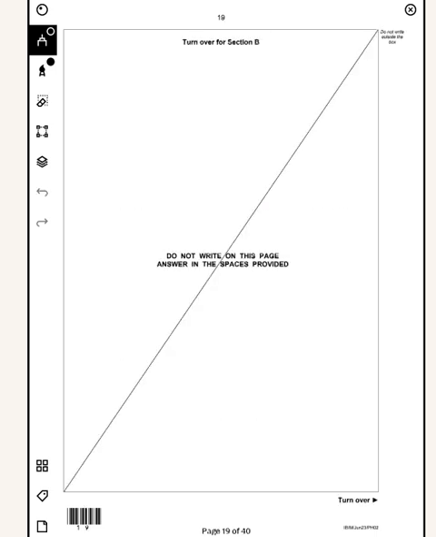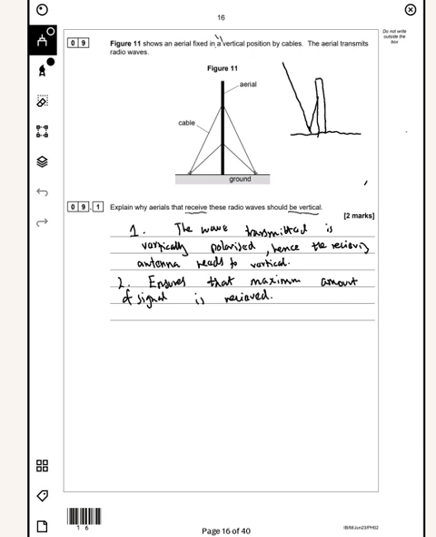So this is how you do this question. It's a really tricky question, but once you get it, it's quite easy.